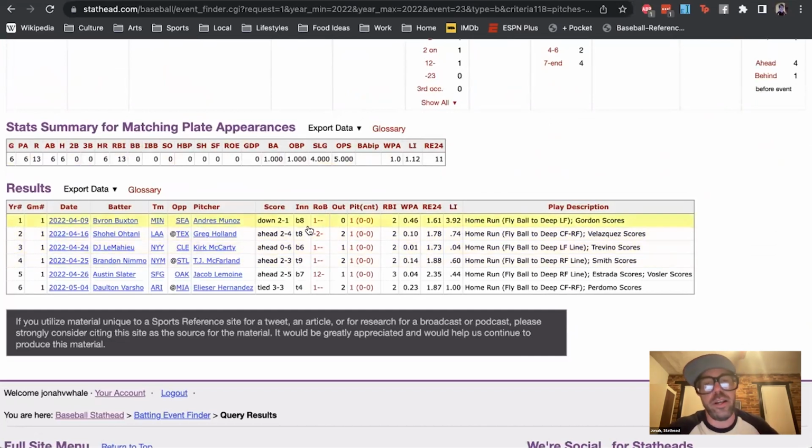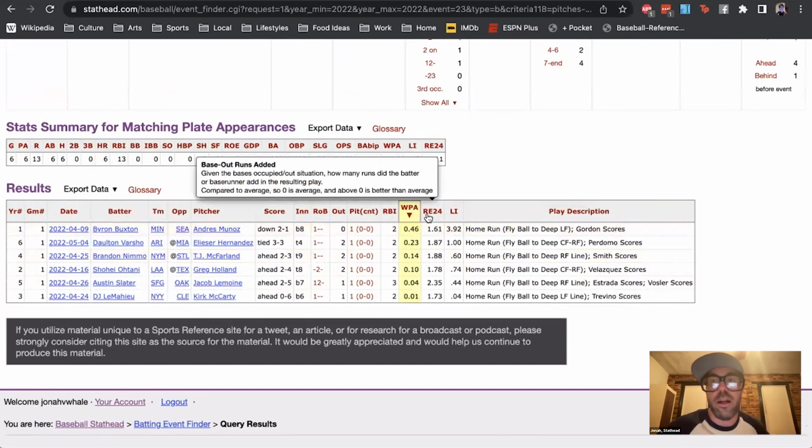Then you'll see down here, you get the list. And once again, you can resort it by any of these column headers. So WPA, win probability added. That's the one I usually sort by if I'm doing this, because it's a good way to quickly see, we have this list of home runs, but which one was actually the most important home run?